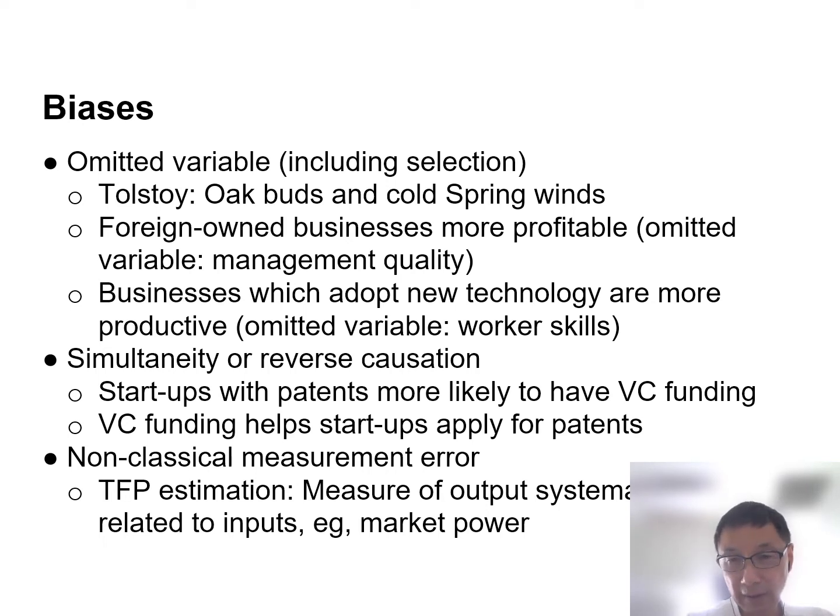Those don't pose any problem, and they cause the estimates of the beta subscript 1 to be attenuated. So we are over likely to reject the null hypothesis. However, if the measurement error is not classical, that is, it's correlated with y, then the outcome of the estimation will be biased. The example is estimation of total factor productivity, where the measure of the output, which is the dependent variable, might be systematically related to the inputs through, for instance, market power of the producer.